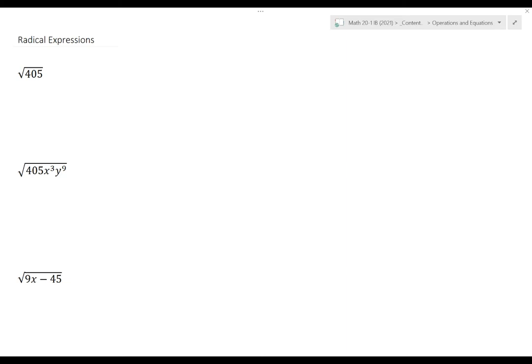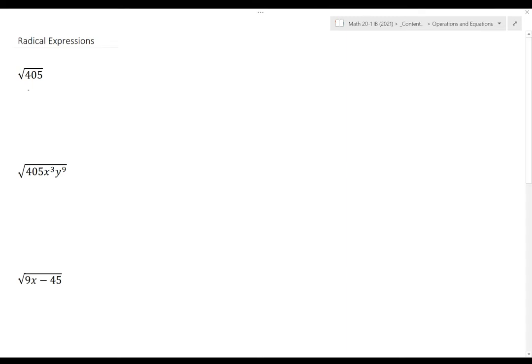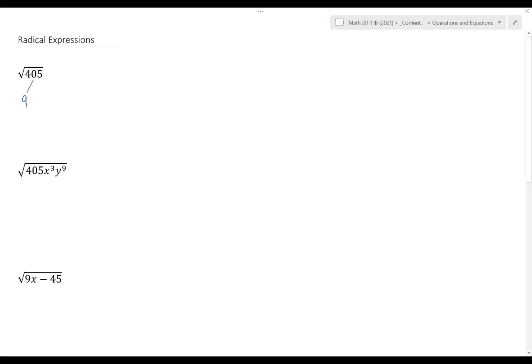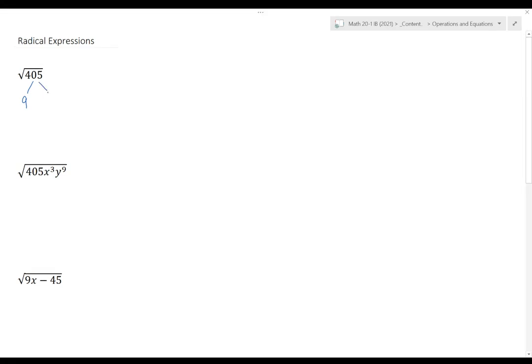So we can start just by factoring it. I noticed that this is divisible by 5, but I am looking for perfect squares. So I do see that it's also divisible by 9, and 9 is a perfect square. So when I divide this by 9, I get 80. Well, no, I don't. I get 45, which is still divisible by 9. So I actually have two perfect squares, and they are the same.